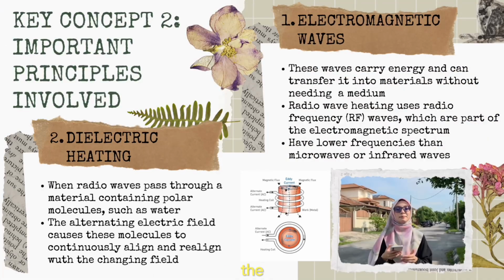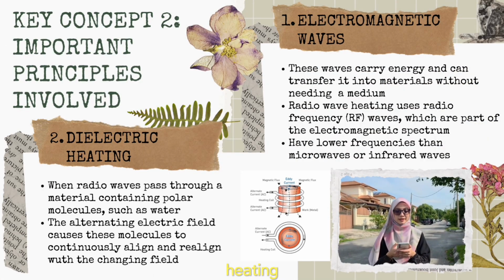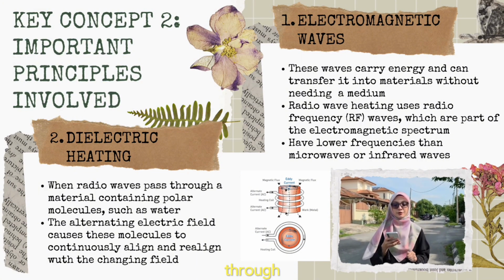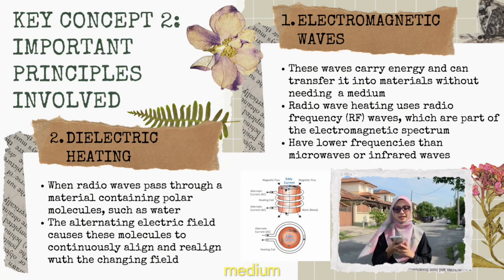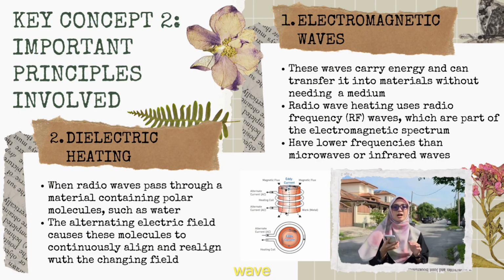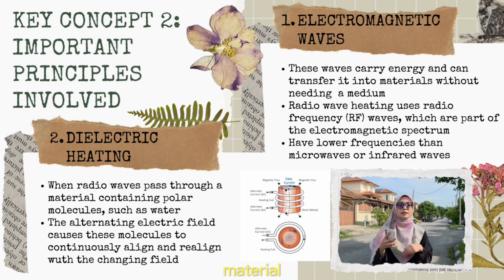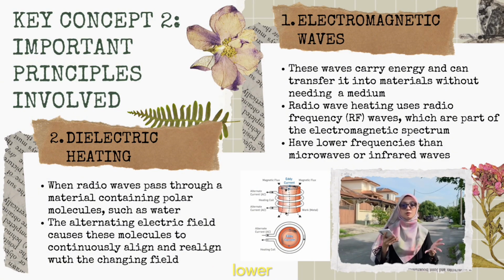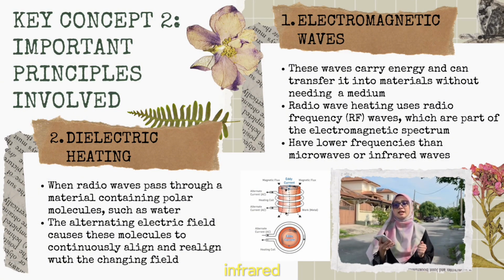Now, I want to talk about the important principles involved in radio wave heating. First, electromagnetic waves. Electromagnetic waves are waves that carry energy through a space without needing a medium. In radio wave heating, radio frequency waves are used because they can transfer energy into material efficiently. These waves are part of the electromagnetic spectrum and have lower frequencies compared to microwave or infrared waves.